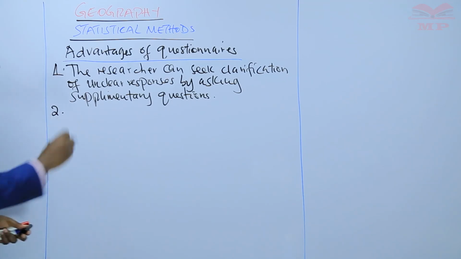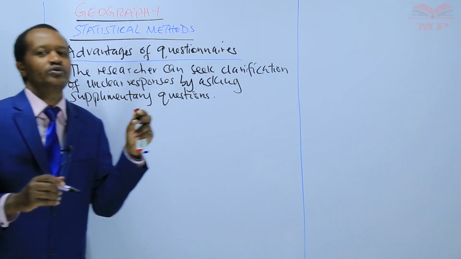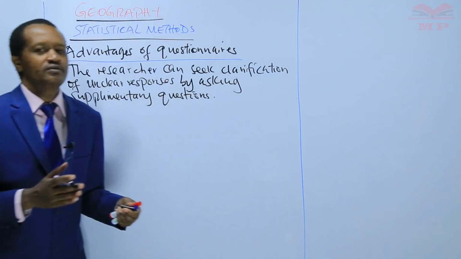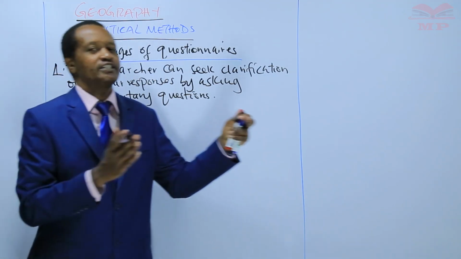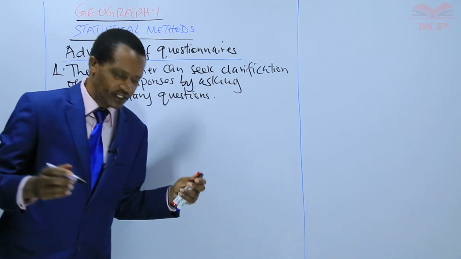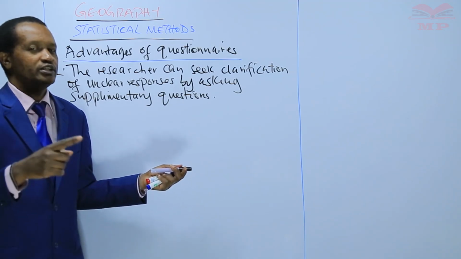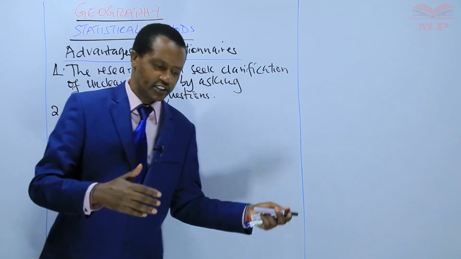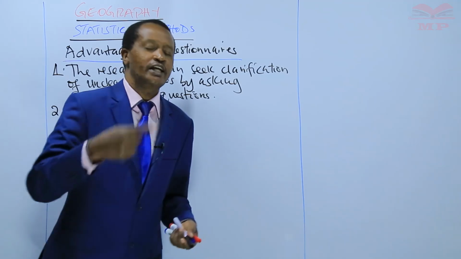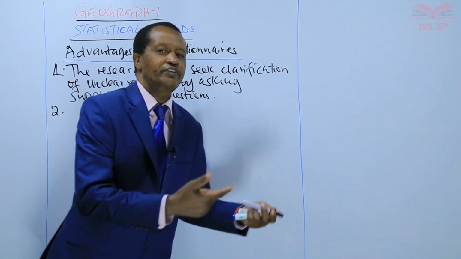Number 2, the researcher is able to win the respondent's trust and dispel any fears that the respondent may have. Because remember here, learners, sometimes the respondent answers questions in the presence of the researcher. So since the researcher is available, he can instill some level of trust in the respondent so that the respondent may not have fears.